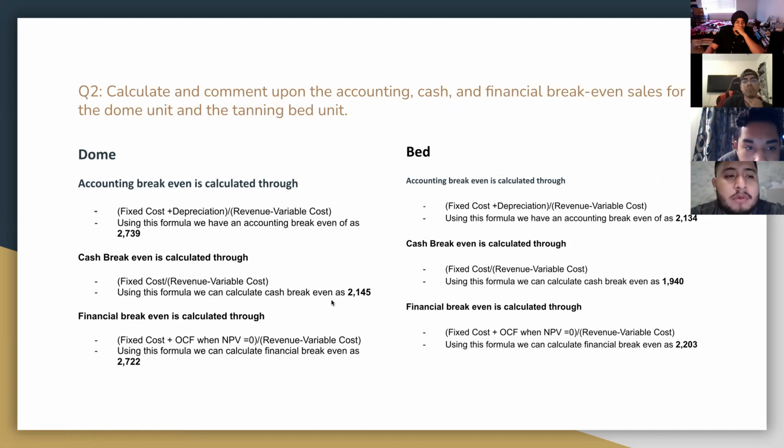Question 2 says calculate and comment upon the accounting, cash, and financial break-even sales for the dome unit and tanning bed unit. For the dome unit, accounting break-even is calculated using that formula: fixed cost plus depreciation, divided by revenue minus variable cost. Using that formula, it comes out to a total break-even of 2,739 units.